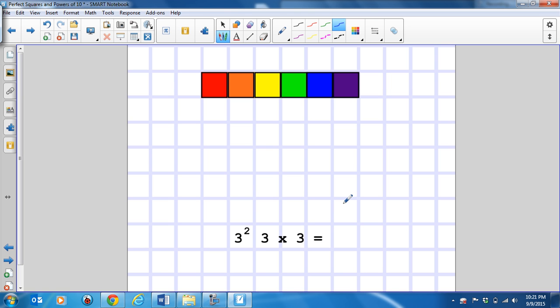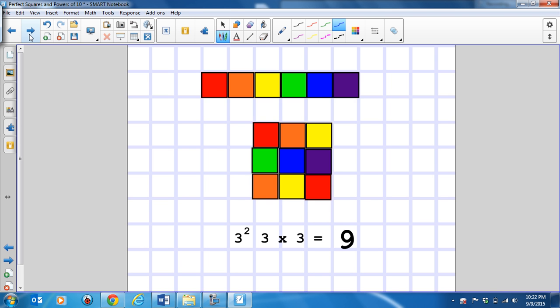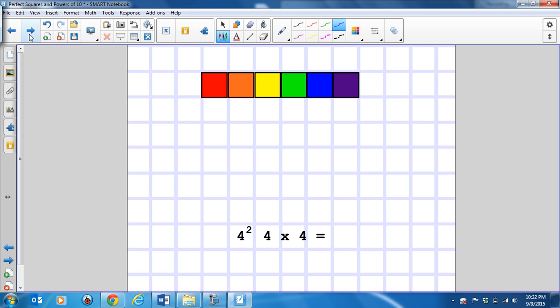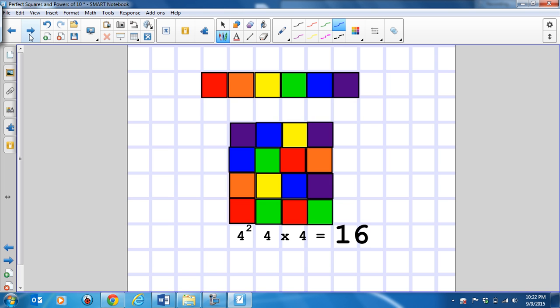The next one is a 3 by 3 square. So what you would do is take 3 boxes, and now we have 9 total squares. 3 times 3 equals 9, or 3 squared equals 9. Next we can do 4 squared, or 4 times 4, so we should get 16 squares.